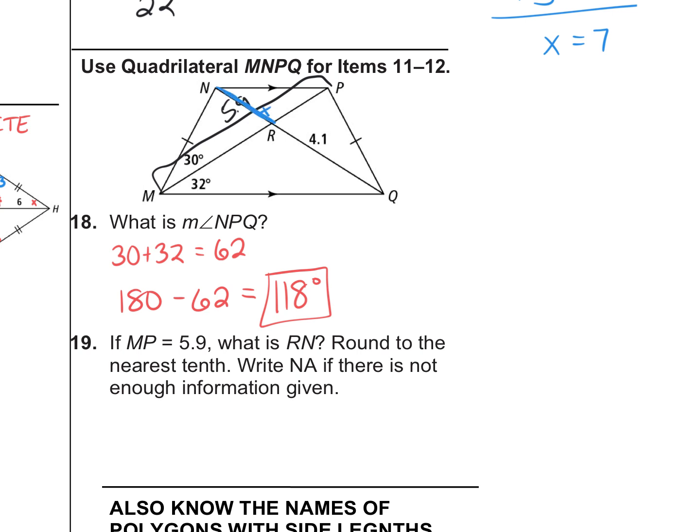What do we know about diagonals of a trapezoid? They do equal each other. Yep, diagonals are equal. So what do we know about NQ? It equals 5.9. Yep. Take the whole thing, which is 5.9, minus what you already know, 4.1, to give you 1.8.